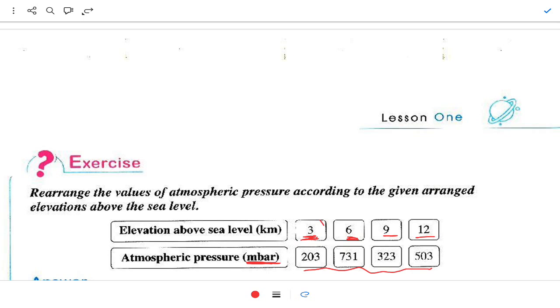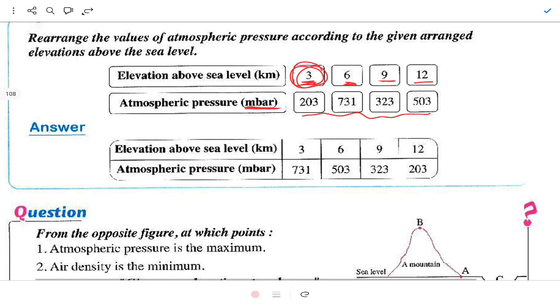If you have a small height, you have a high density. Small height, high density, and high pressure, and vice versa. High height, you will have a small pressure and small density.